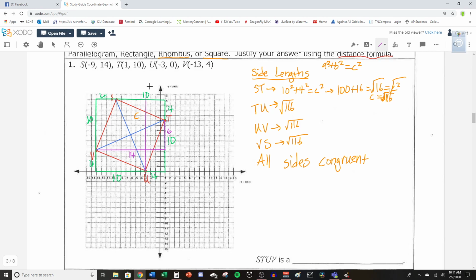So up and over. So let's count those and see what we get. 1, 2, 3, 4, 5, 6, 7, 8, 9, 10, 11, 12, 13, 14. So this one is 14 as well. 1, 2, 3, 4, 5, 6. Okay, so that shows that these are also congruent. So diagonals are congruent.